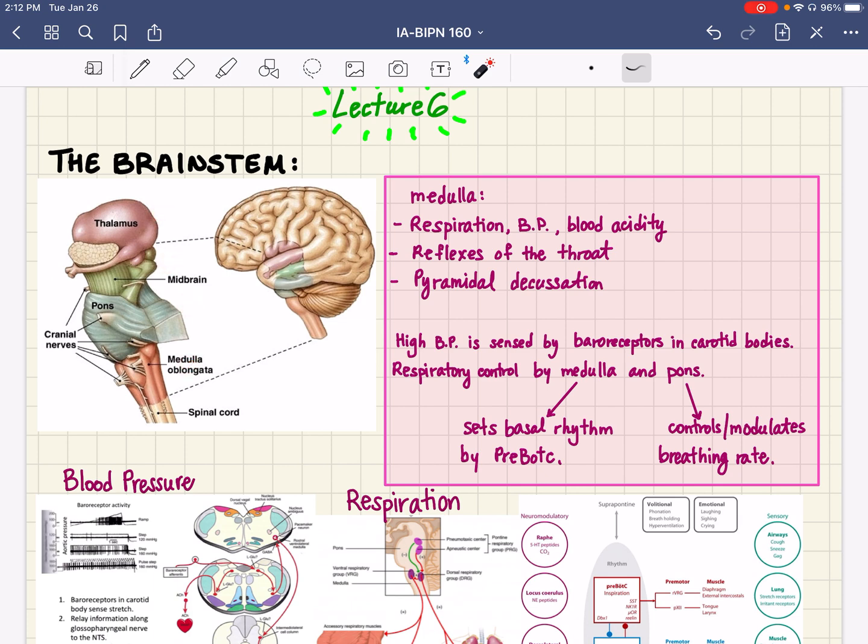So the medulla has various functions, right? It takes care of respiration, which is breathing, blood pressure, blood acidity. It allows for us to have reflexes in our throat, such as the gag reflex, and it also contains the pyramidal decussation area, which on the picture looks like it's right here. These pyramidal decussation areas are places on the medulla where the motor neurons coming down from the brain and into the body are able to decussate, okay?